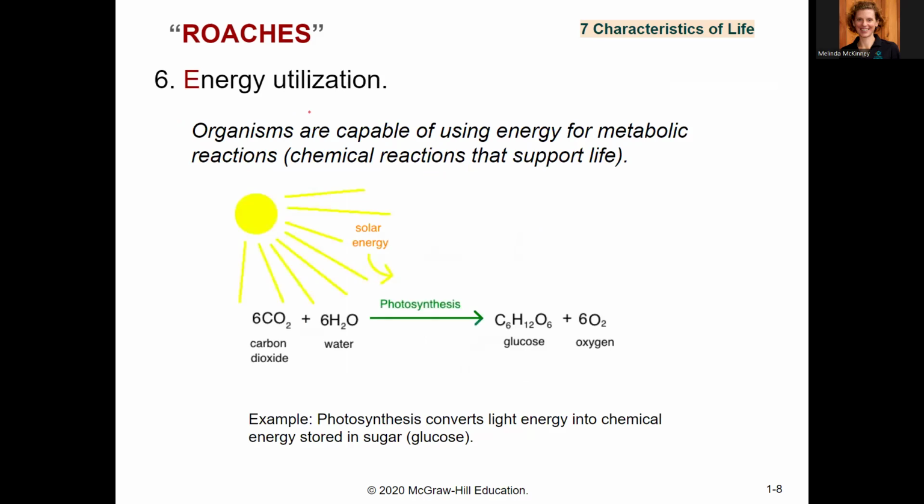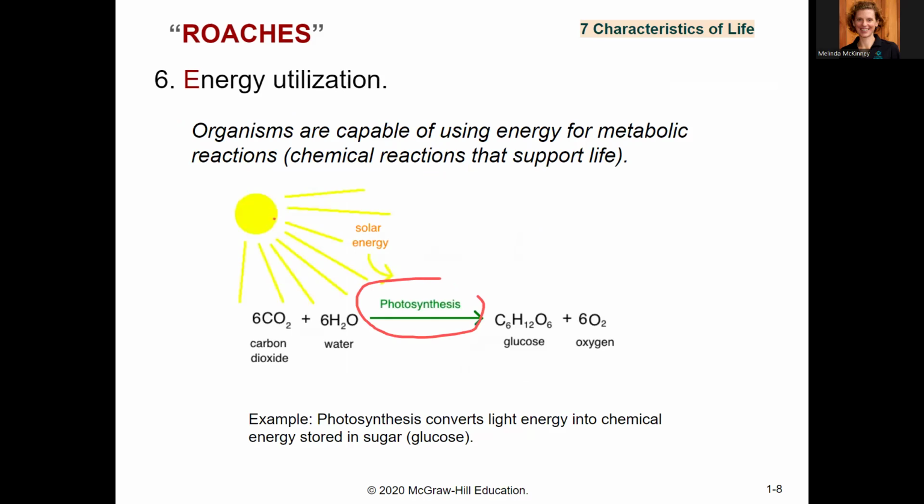Number 6, energy utilization. So organisms are capable of using energy for metabolic reactions, and metabolic reaction just means any chemical reaction that is supporting life. So an example is photosynthesis. This drives all of the life on Earth, basically. So all of the energy coming into the Earth is from the sun.